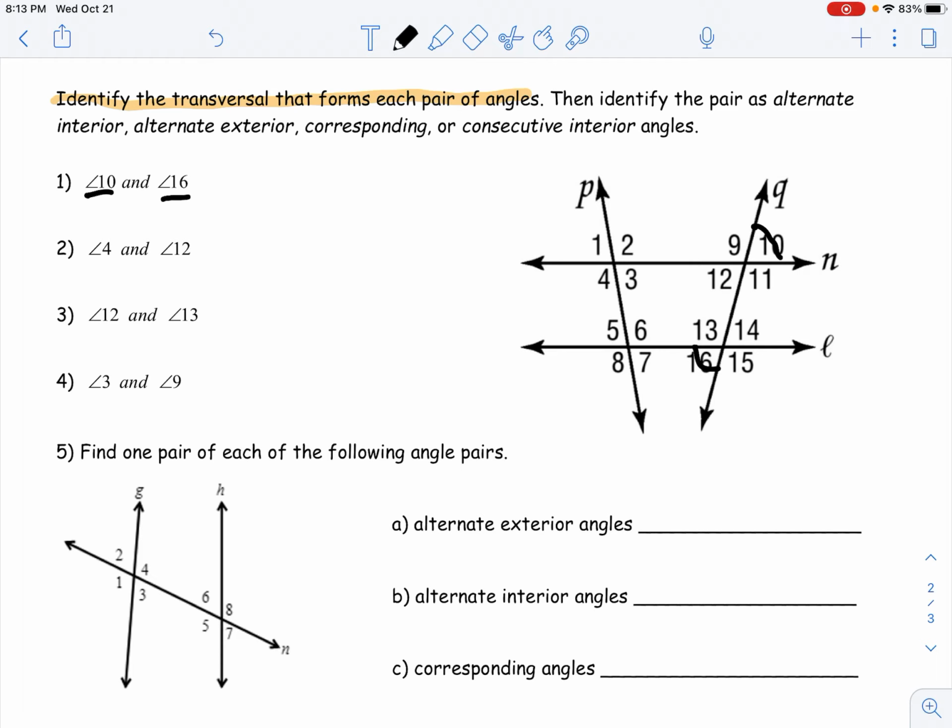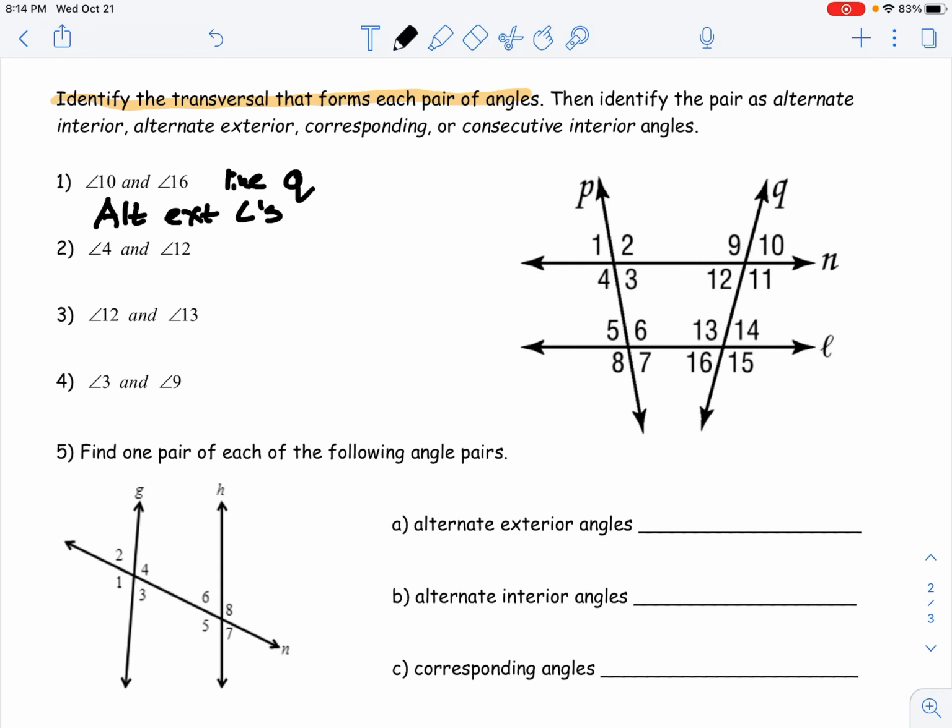I'm not going to write this one down, but basically what it's looking for is that your transversal for this one would be line Q. So I can write it, I guess. Line Q, that's my transversal. And then it's asking in particular what those angles would be if line Q was my transversal. Well, they're alternating my transversal. So they're alternate and they're exterior angles. So alternate exterior angles.